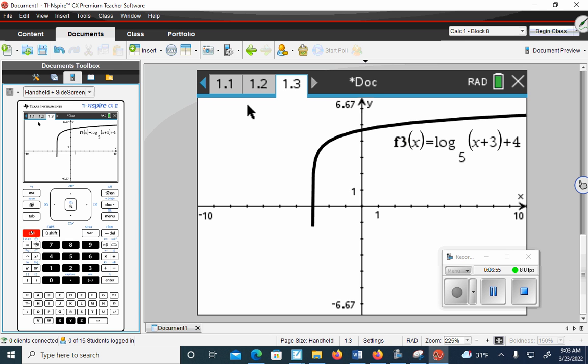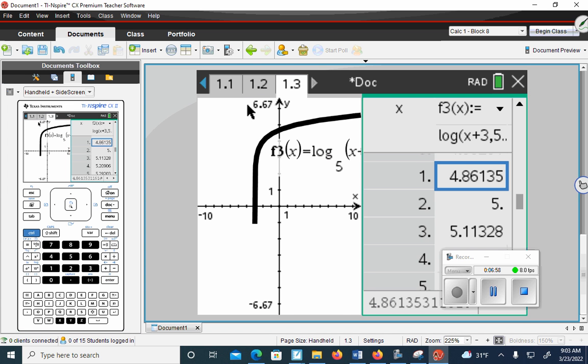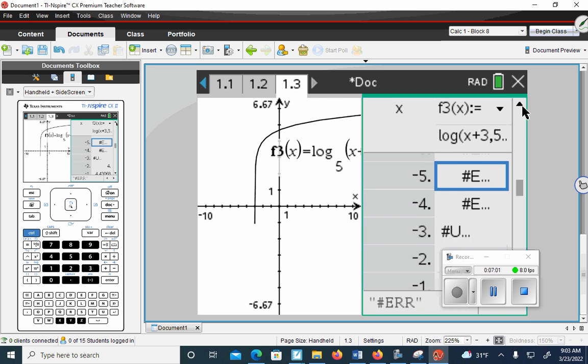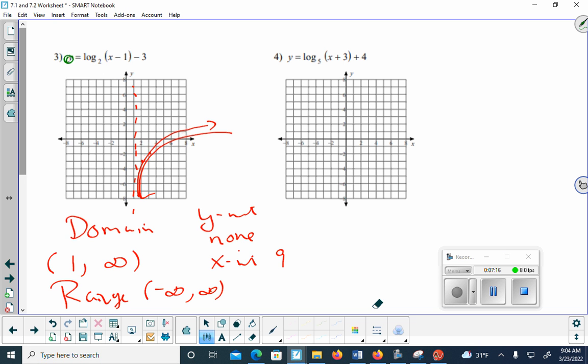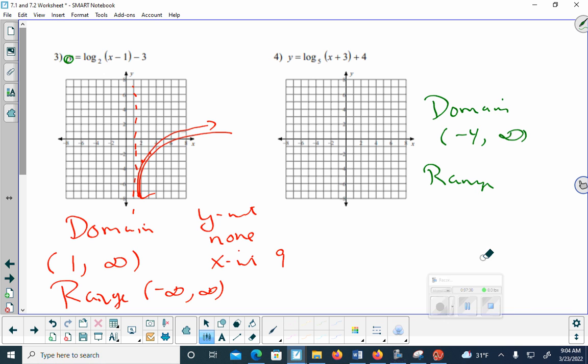If I hit Control T for my table, and I go to values to the left like before, it has that E, which means that it's getting smaller and smaller. So here my domain is going to be from -3 to positive infinity, because it's going to have that vertical asymptote. And then I'm going to have a range that'll be all real numbers. And then sketch that.